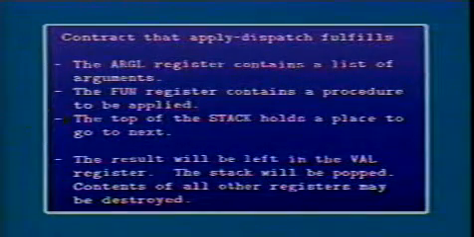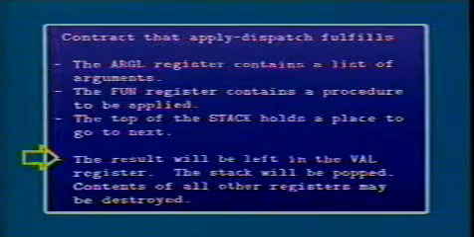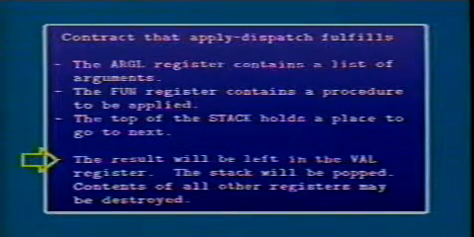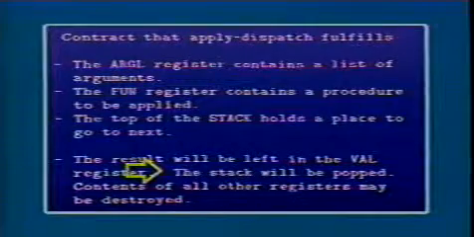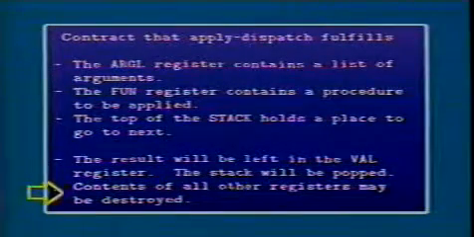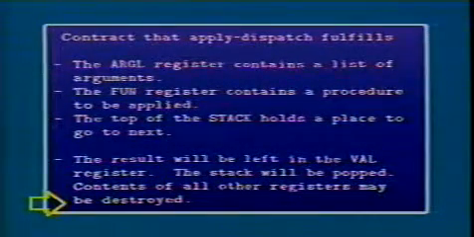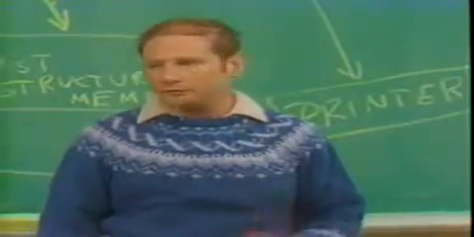That's just discipline for the way this particular machine's organized. And now apply's contract, given all that: it'll perform the application. The result of that application will end up in val. The stack will be popped. And again, the contents of all the other registers may be destroyed. Right, so that's the basic organization of this machine. Let's break for a little bit and see if there are any questions, and then we'll do a real example.